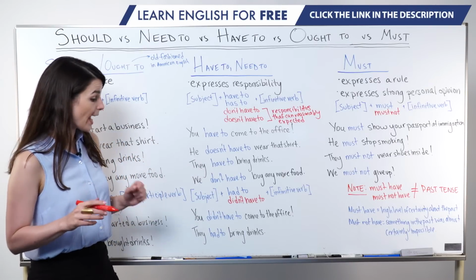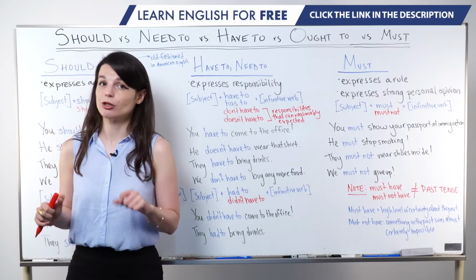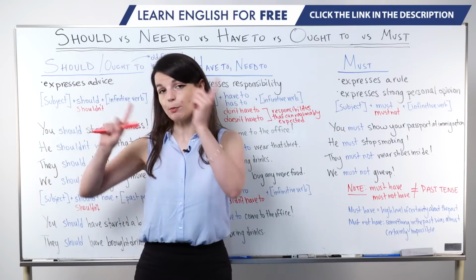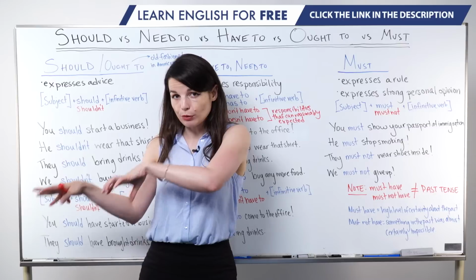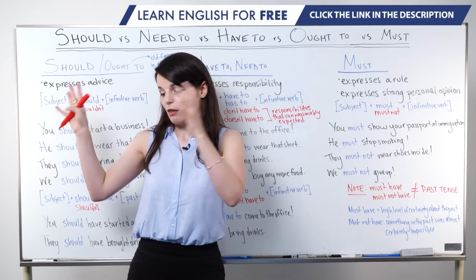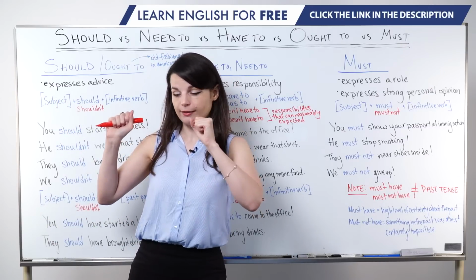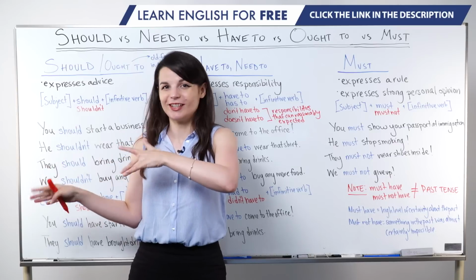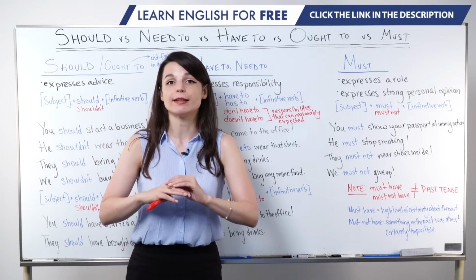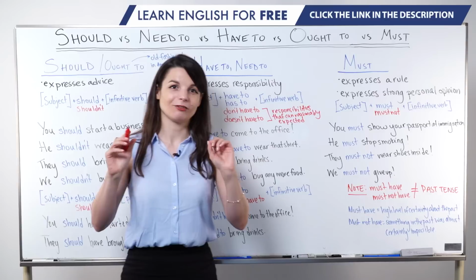Another one, they had to bring drinks. So their responsibility, their past responsibility was to bring drinks to the party, maybe. So that was their job or their task or whatever. If we want to express it in past tense, we use this form.